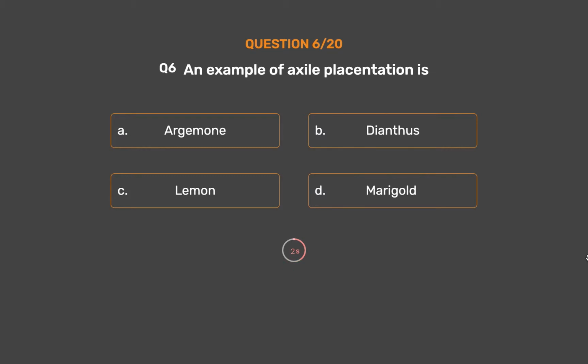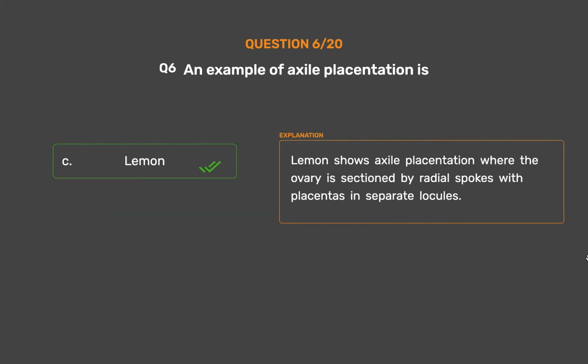The correct answer is Option C. Lemon. Lemon shows axile placentation where the ovary is sectioned by radial spokes with placentas in separate locules.